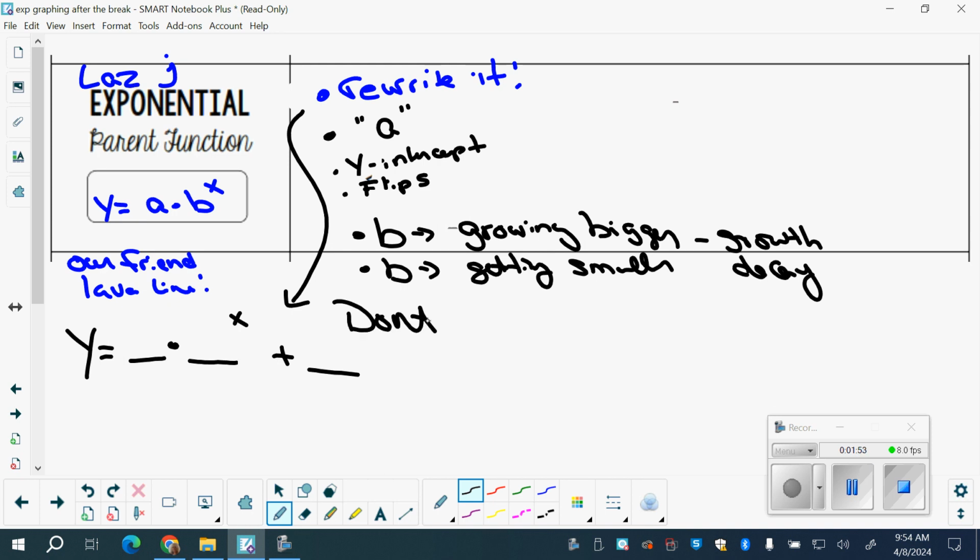Okay. The last thing is, don't forget the lava line. Okay. So right now, those little notes don't make a lot of sense. But we're going to do a problem, and you're going to be like, hey, that's all the stuff she was telling us.